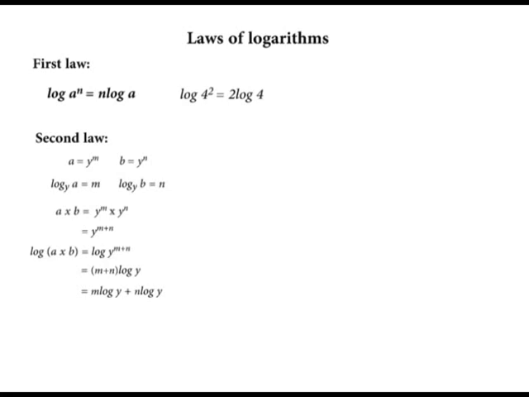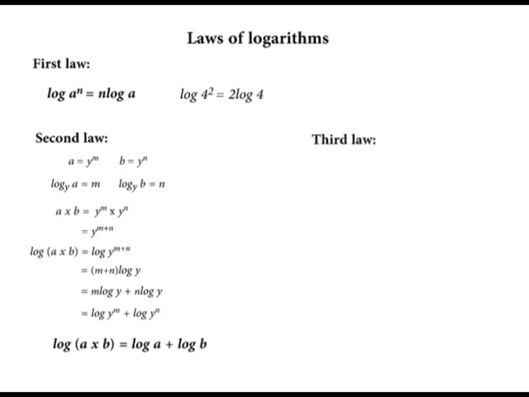Reversing rule 1 now, we shall have log a times b is equal to log y raised to m plus log y raised to n. But then y raised to m is equal to a and y raised to n is equal to b. If we substitute this, we shall have log a times b is equal to log a plus log b. And this is the second law of logarithms.